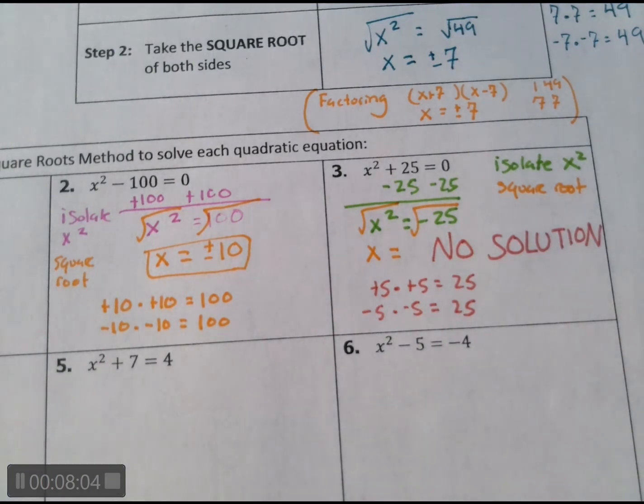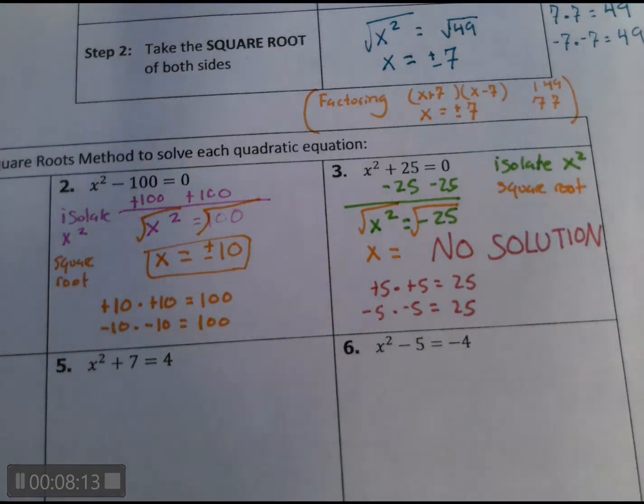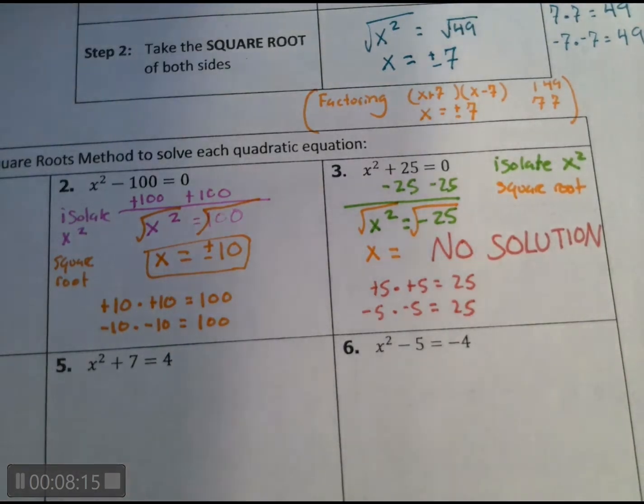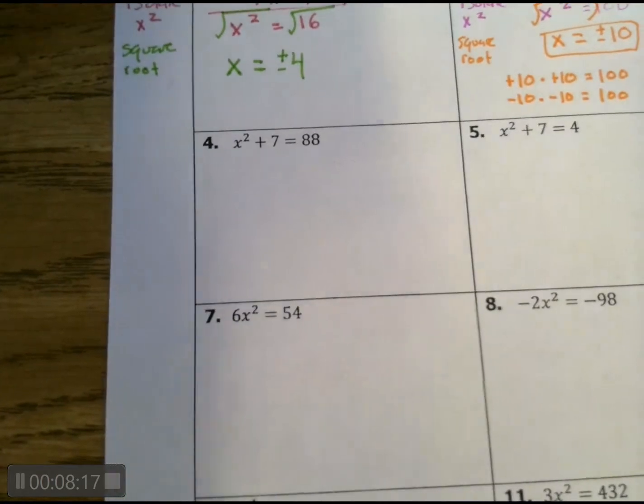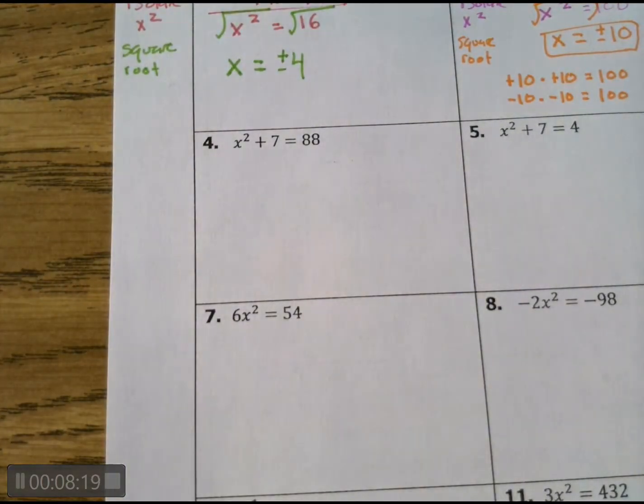Okay? That's going to happen sometimes, and that's okay. Just means that there are no solutions, no real solutions. You will learn about non-real solutions in Algebra 2, but we're not going to talk about that anymore. Alrighty, so let's move on to question 4.